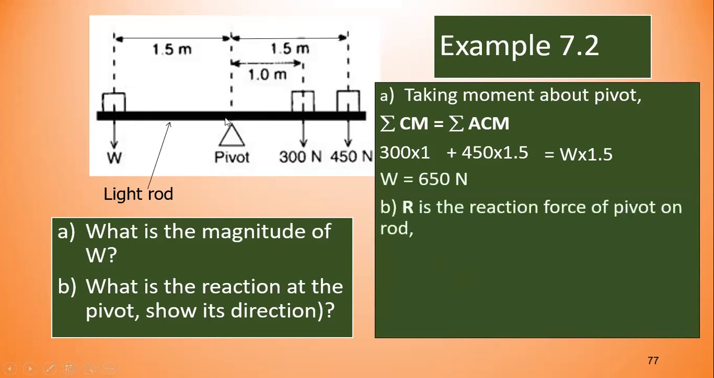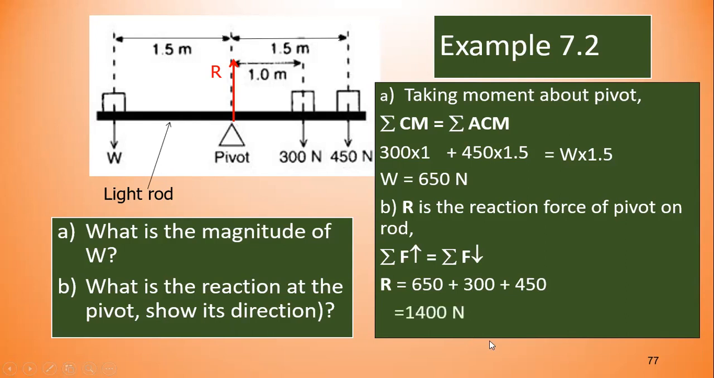The reaction force is here. The pivot must push up to balance it so that it doesn't all push down on the pivot. The pivot must push up. Sum of forces upwards equals sum of forces downwards. So R is upwards, W is down, 300 is down, 450 is down. So W is 350, add them up and you get R, 1100.